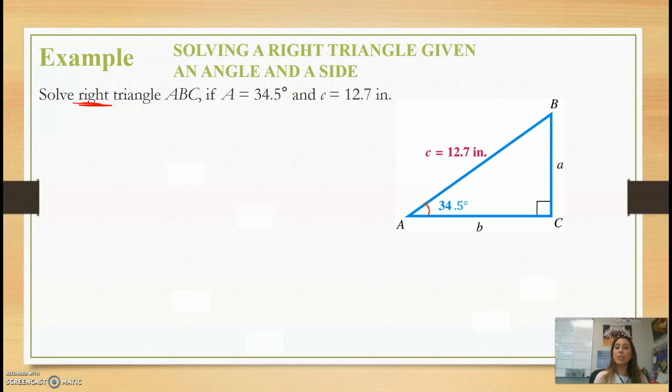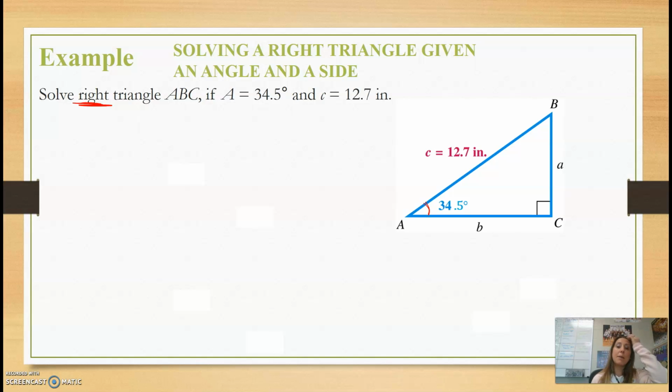So now we're going to start taking the information that we know. I am given angle A, so we're going to use a trig ratio of this angle to find the other side lengths, because we can't use the Pythagorean theorem. I can do a squared plus b squared equals 12.7 squared, and then I'm still stuck. I can't eliminate anything. I still have two variables.